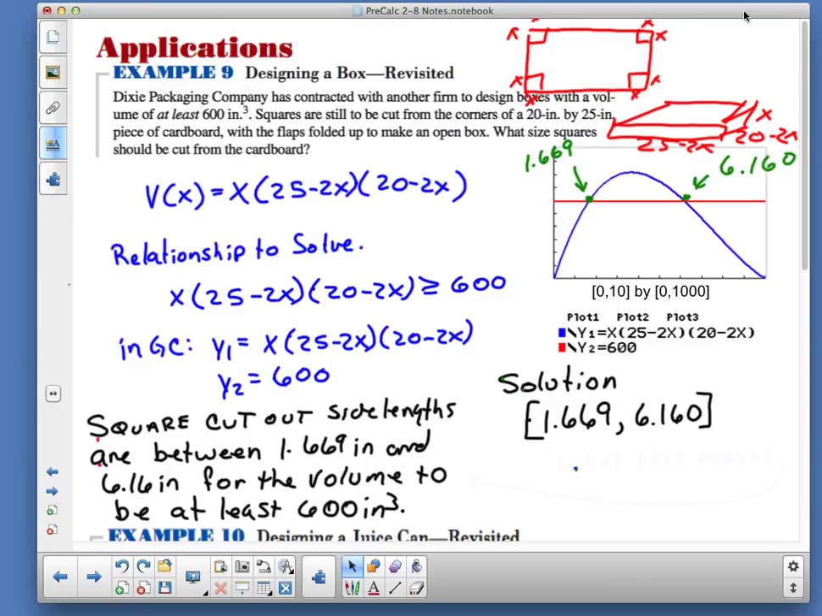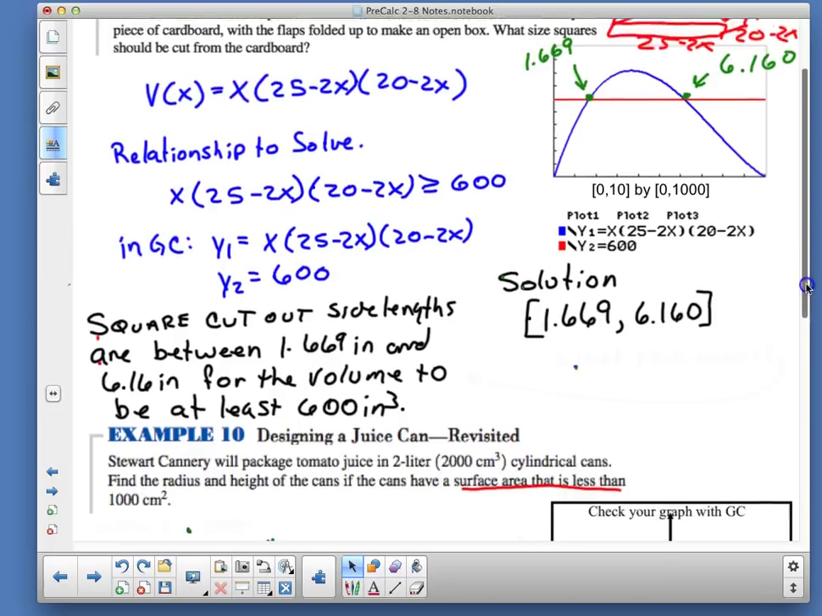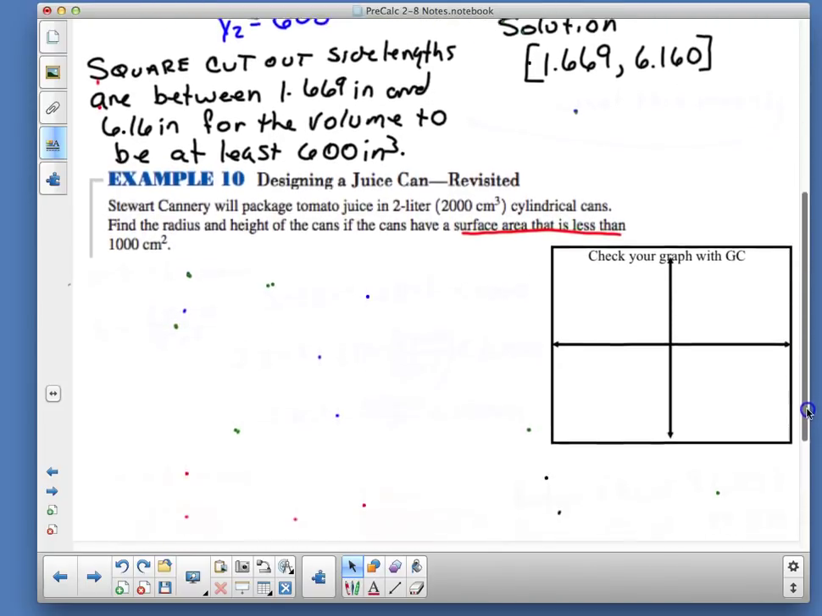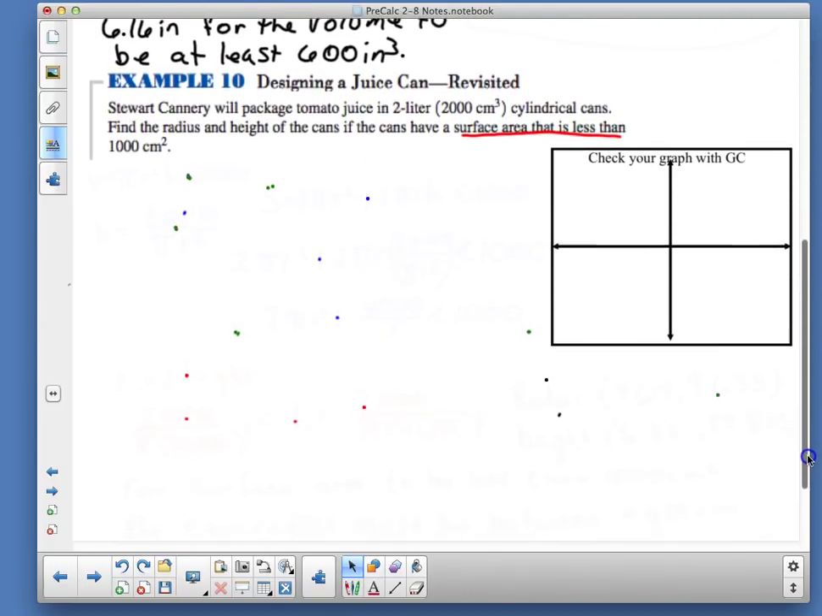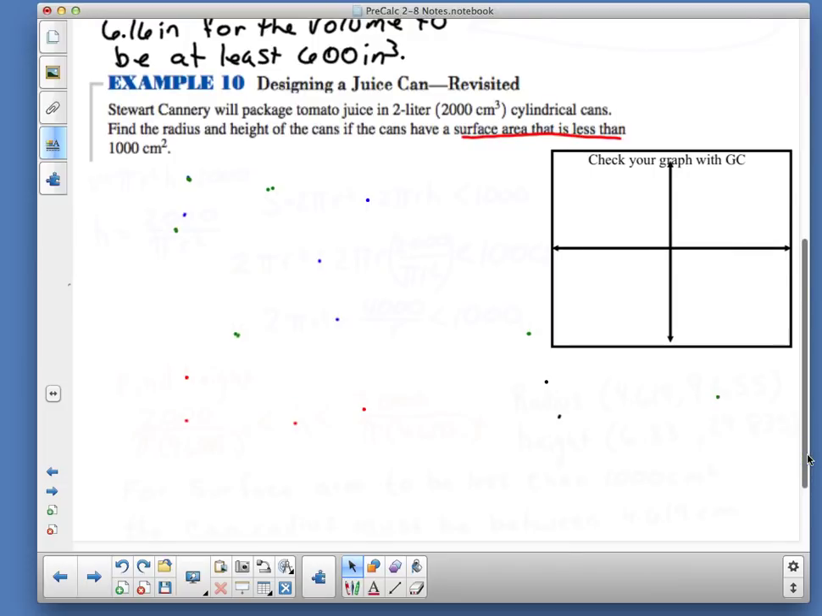Now, in the same flavor, we're looking at revisiting our juice can. Okay. Now, I did the juice can a couple times this morning with some folks to talk to them about it, and I want to be clear about what I'm doing with the juice can. Stewart Cannery will package tomato juice in 2 liters, that's 2,000 centimeters cubed, cylindrical cans. Find the radius and height of the cans if the cans have a surface area that is less than 1,000.